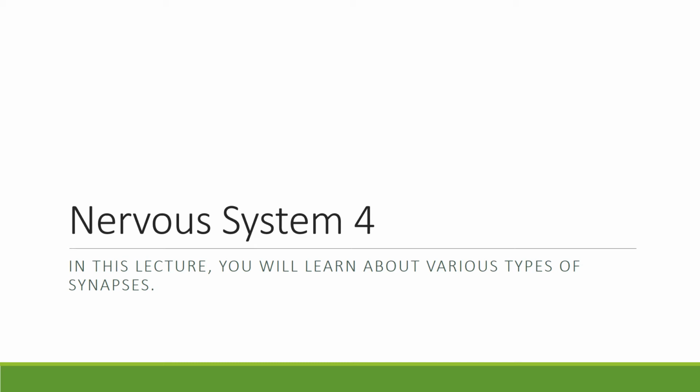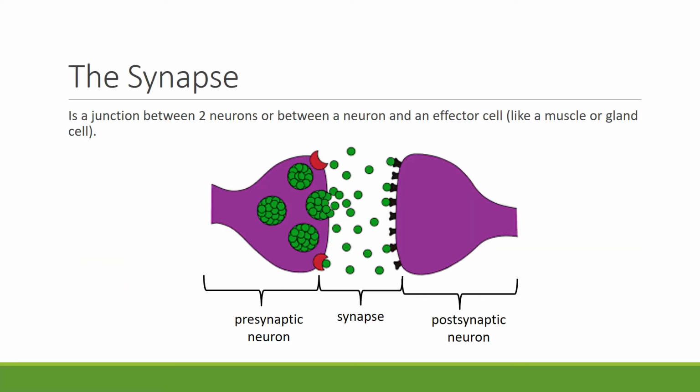In this lecture, you're going to learn about various types of synapses or junctions. A synapse is a junction between two neurons or between a neuron and an effector cell like a muscle or gland cell. In the example below, you can see a synapse between two neurons. There is a presynaptic neuron and then the junction known as the synapse and a postsynaptic neuron.